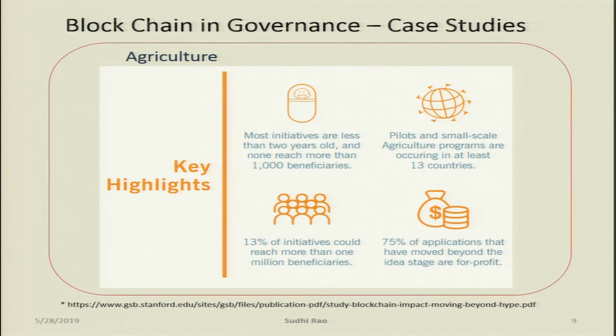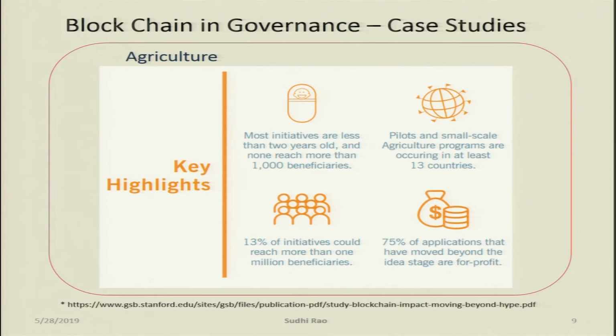Application of blockchain in agriculture. Some of the key highlights of this study, as I mentioned, was done by Stanford University. In agriculture, among the initiatives that they studied, most initiatives are less than 2 years old and none reach more than 1000 beneficiaries. We know US is a country where not much of the population is in agriculture, it is estimated to be about 2% or less, but in a lot of other countries, India included, a significant percent of the population is involved in agriculture.